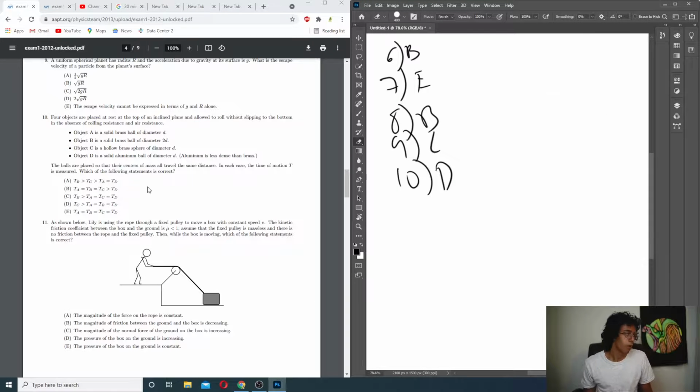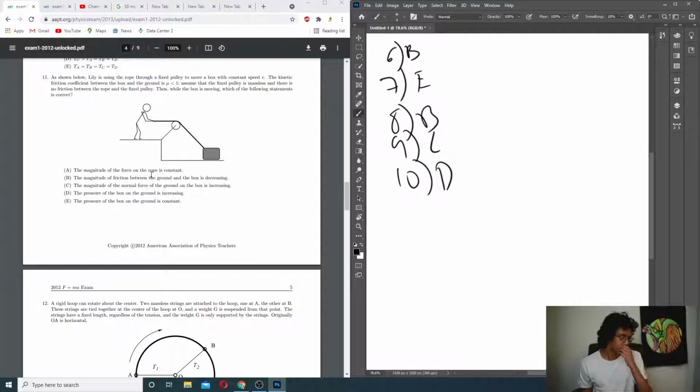Alright, next 5. As shown below, Lily is using the rope through a fixed pulley to move a box with constant speed v. The kinetic friction coefficient between the box and the ground is mu, which is less than 1, alright? Assume that the fixed pulley is massless and that there is no friction between the rope and the fixed pulley. Then, while the box is moving, which of the following statements is correct?